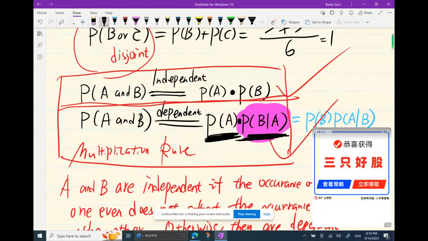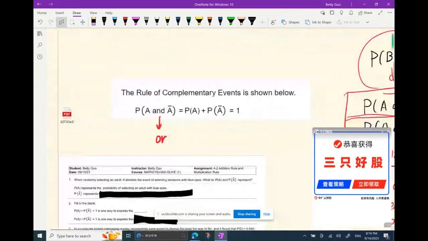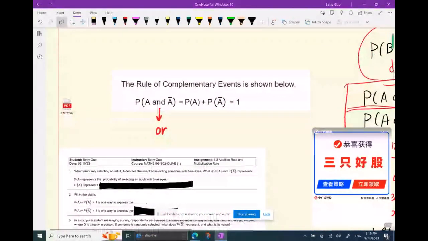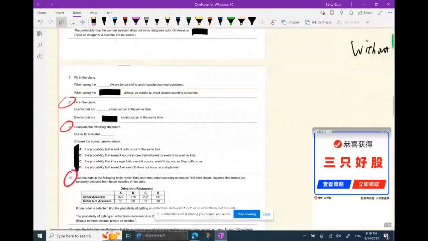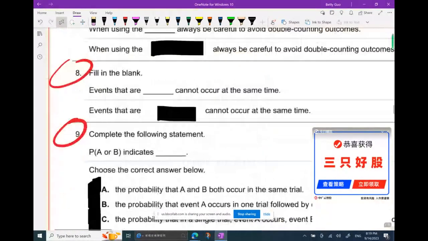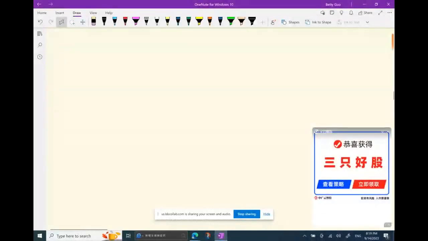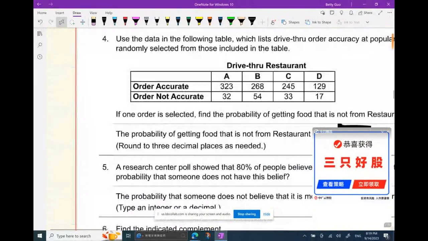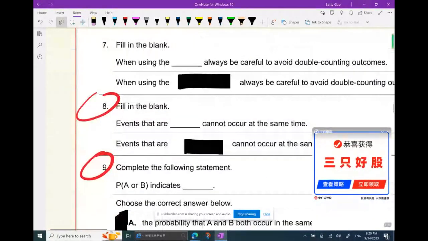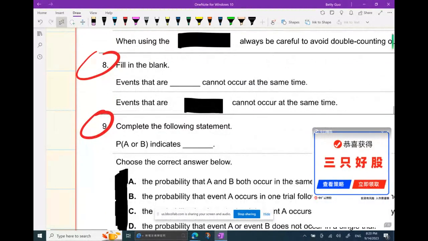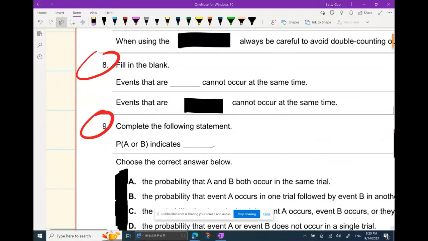We're going to practice. Now we're going to look at the package of section 4.2. Let's start from, I circled some questions. I think that's good for us to look at together. Number 8, events that cannot occur at the same time.